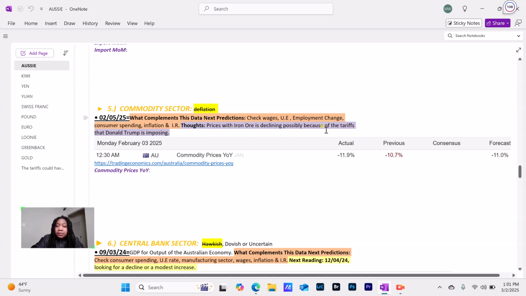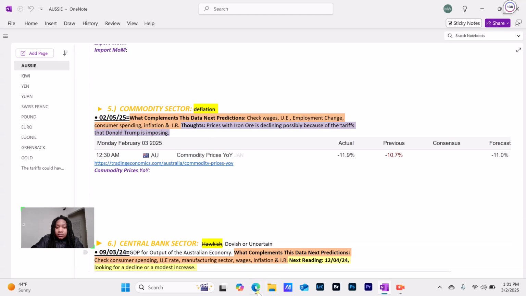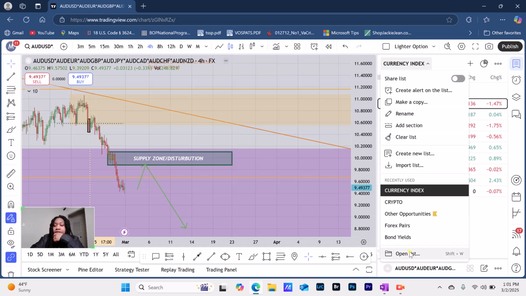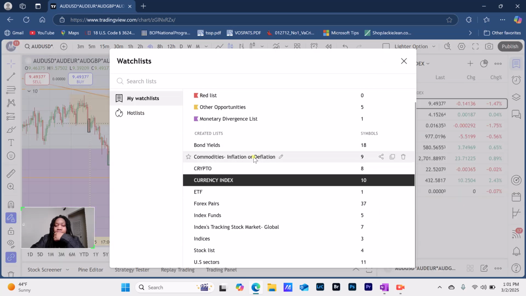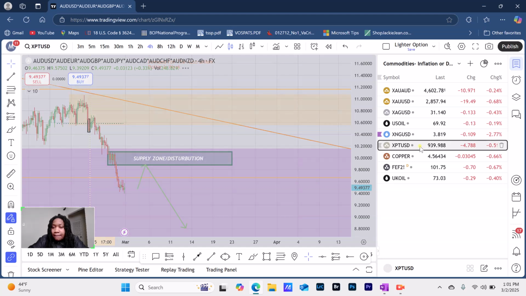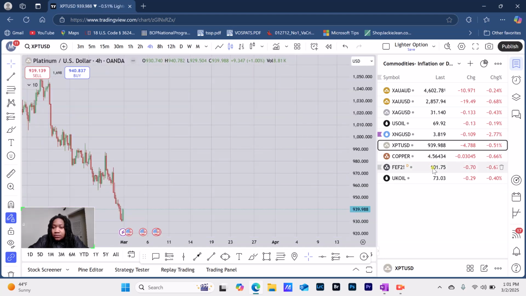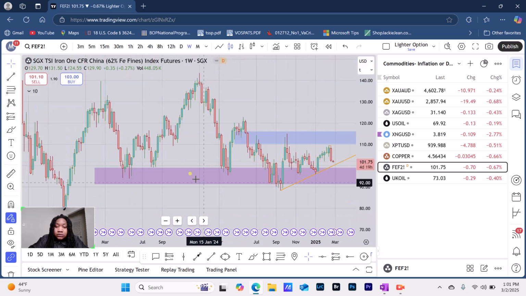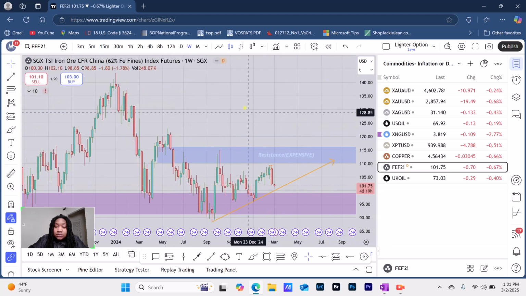Commodity prices, I'm still going to be looking at this, because the price of iron ore is declining, possibly because of tariffs with Donald Trump. So let's take a look at iron ore actually, and copper, because that's something big with their economy. Let's see, is this? No, that's platinum. Iron ore, good God Almighty.